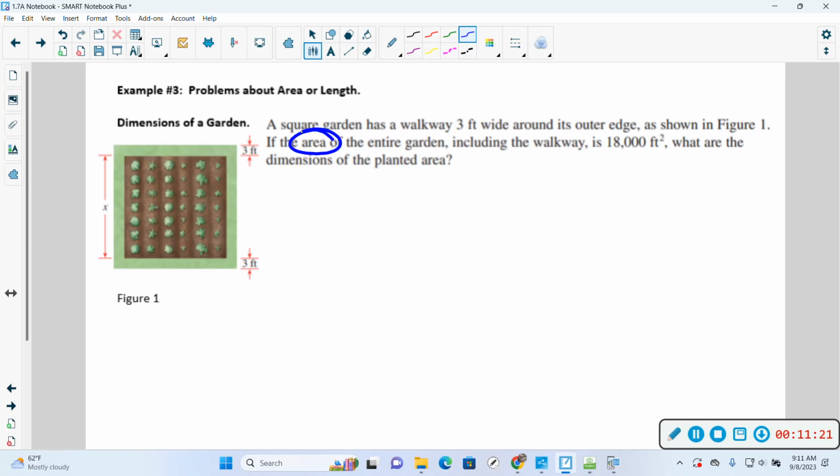Okay. So, of course, we're trying to find the dimensions of the planted area. You know, I like to define the variable. I'm going to get fancy, and that's what I'm going to say x is. I'm going to say it's the length of the planted area. Now, notice I said length. You could have said width. You could have said the side, because it's a square. Isn't it all the same, the length, the width, the side? However you want to phrase it. I just said length because I liked it.